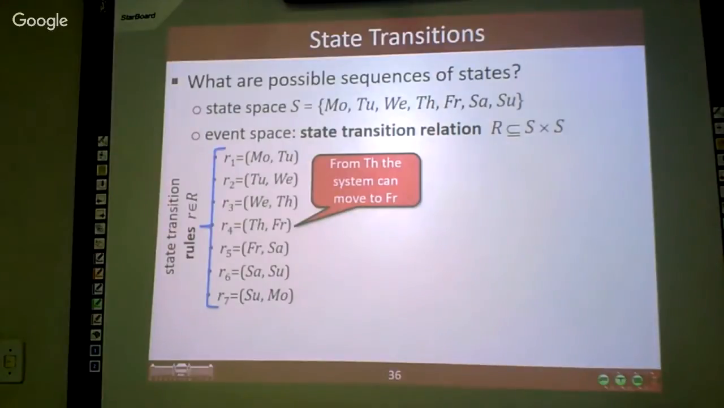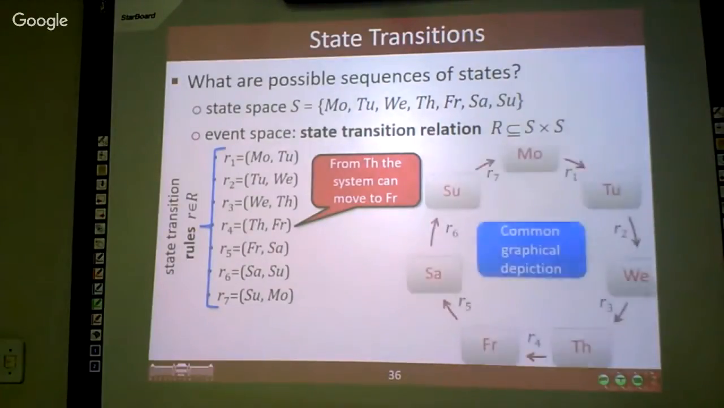And this way we can define that from Thursday, for example, the system can move to Friday. And if we represent it as a graph, that is a common canonical representation. So we see these relations, that the state transitions that change the state of our system. And it is also called the state graph.